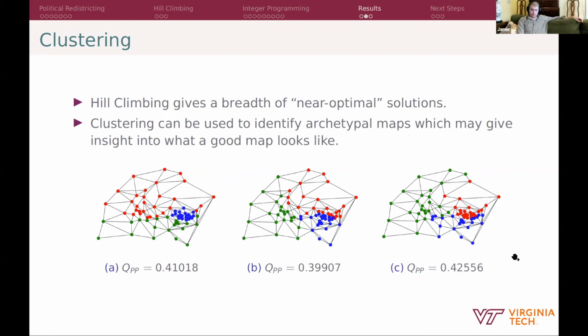Another thing about hill climbing is that, since it doesn't converge to a single map, we get a lot of different solutions out. So we decided we may as well cluster these and see if we can find any patterns in what good or near optimal solutions look like. This is a cluster of the compactness on the Montgomery County. You can see that the districts kind of rotate around. The optimal one was somewhere between these two, if you remember.